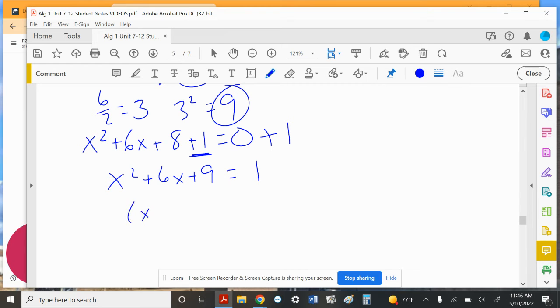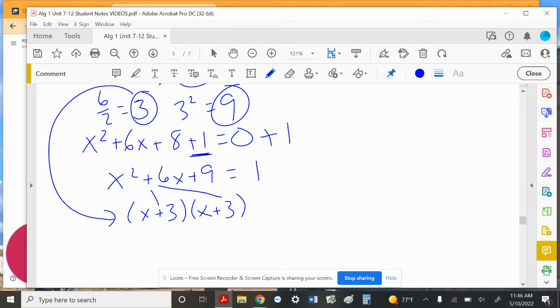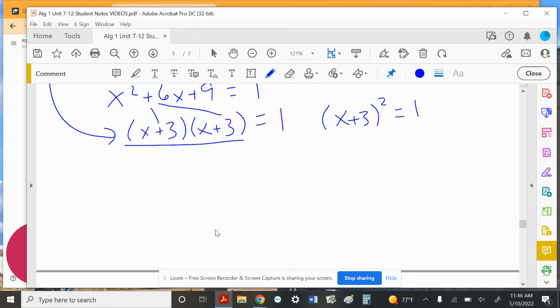I can then factor this to x plus 3 times x plus 3. Where do I get that? Here's my 3. Those come down there. My plus sign goes right there. That equals 1. So it really is x plus 3 quantity squared equals 1. That's what this becomes. It becomes 1 quantity there. And then for the last step. So here is the last step that you need to take.